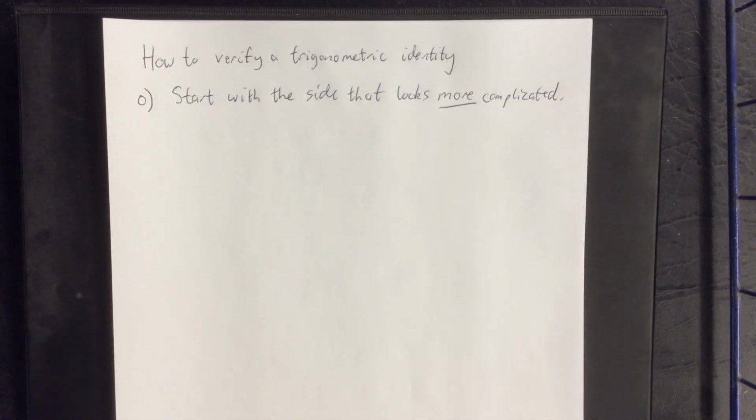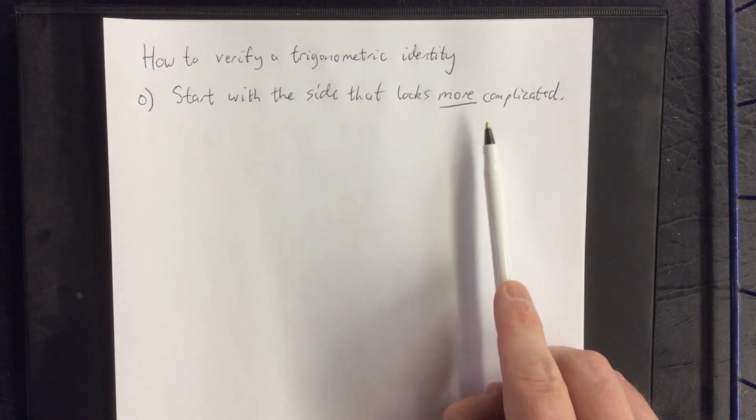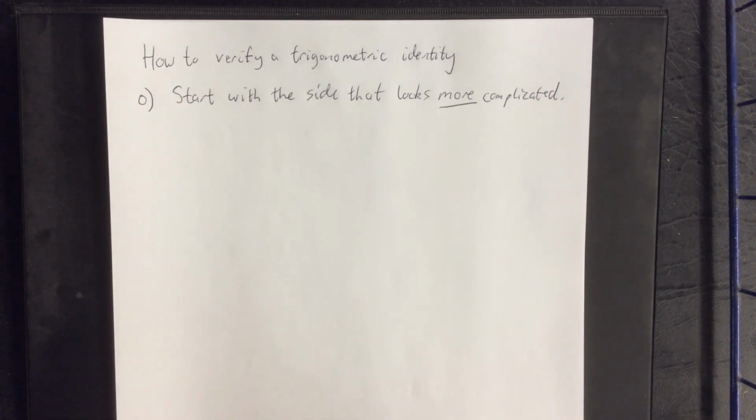So step 0 is going to be start with the side that looks more complicated. The reason being, in the world of math, it is a lot easier to simplify things than it is to unsimplify things. As a result, I'm going to encourage you to start with the side that looks more complicated.